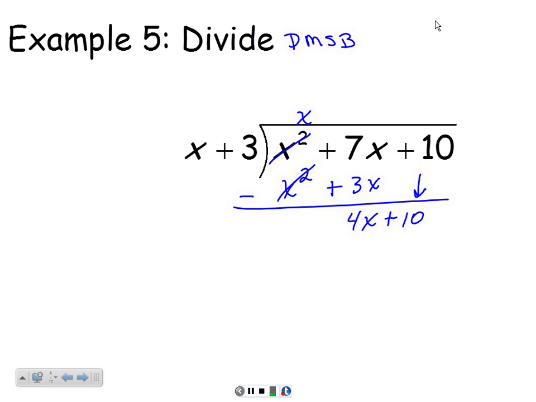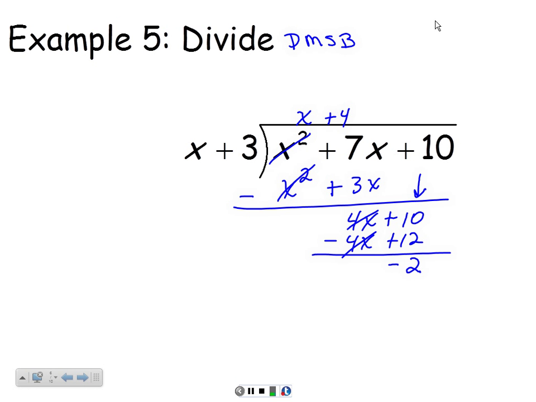Go through it again. Divide 4x by x, which is going to give you 4. Multiply around. 4 times x is 4x, and 4 times 3 is going to give you 12. Subtract. 4x minus 4x goes away, but 10 minus 12 is going to give you a negative 2. And so this time you have a remainder.